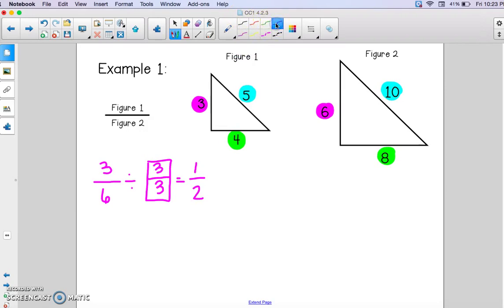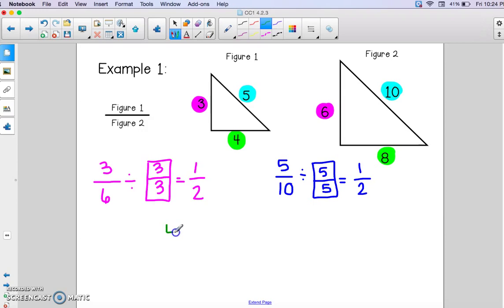Now I'm going to go check my second set of side lengths. I'm going to use blue this time, and I'm going to be comparing 5 to 10. So again, we're talking figure 1 to figure 2. So 5 goes on top, 10 on the bottom. And I'm trying to figure out what number goes into both 5 and 10 evenly. I'm going to put that number inside my giant 1, and I know that 5 goes into both 5 and 10 evenly. 5 divided by 5 is 1. 10 divided by 5 is 2. So again, I have a ratio of 1 to 2.